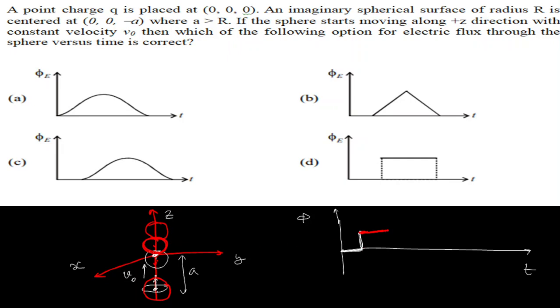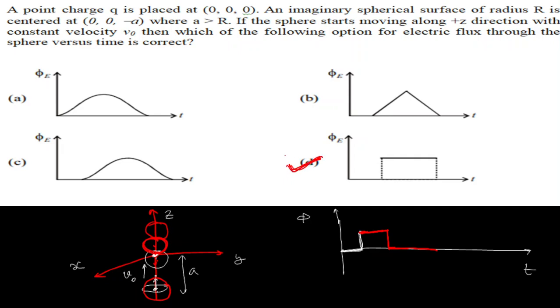And then as soon as this point crosses the origin, the flux will be 0. The charge will lie outside, and the flux will be 0 again. So this will be the variation of flux with time. So the correct option will be option D.